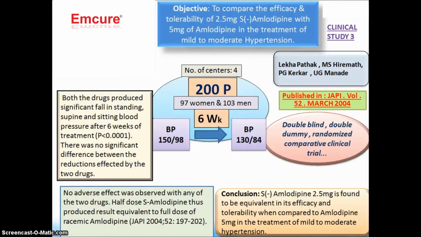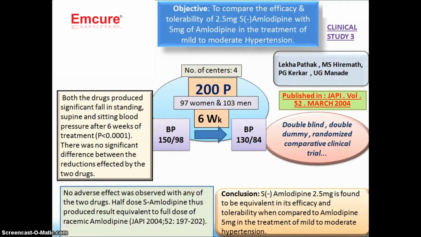Well, this was the trial which was on 200 patients, and a number of doctors were involved, like Dr. Lekha Patak, MS Hiramat, PG Kirkar, and UG Manade. The objective was to compare the efficacy and tolerability of 2.5 milligrams S-amlodipine with 5 milligrams of amlodipine in patients with mild to moderate hypertension. Number of centers were 4. There were 97 women and 103 men. The trial went on for 6 weeks. This was published in JAPI in March 2004.